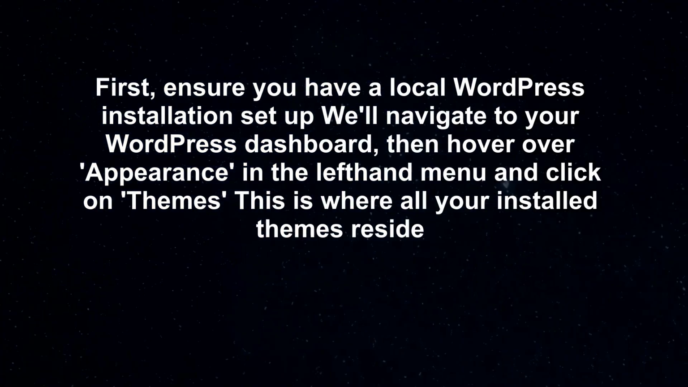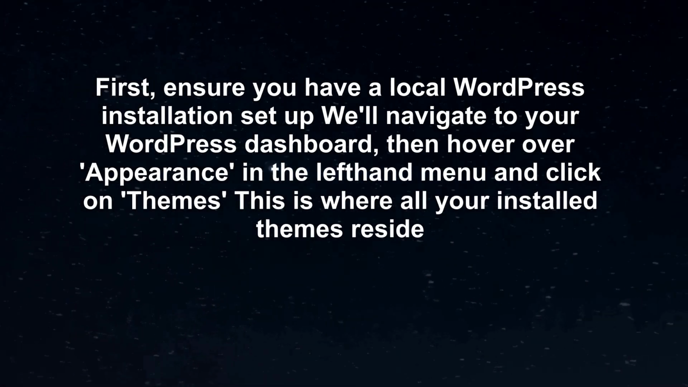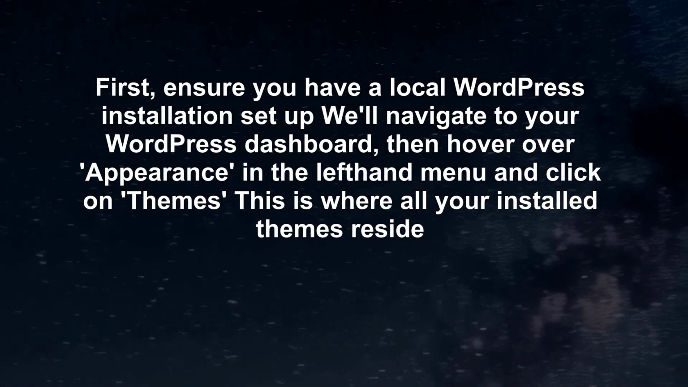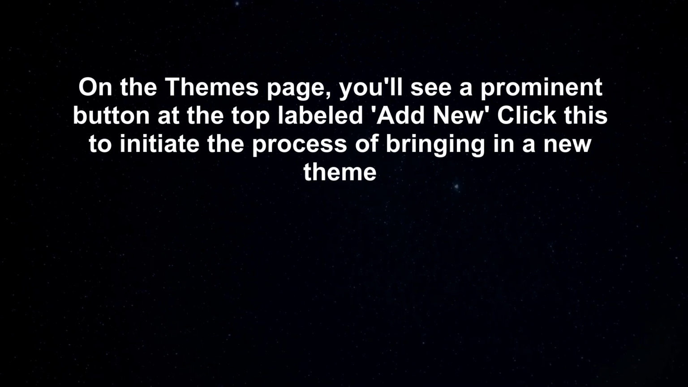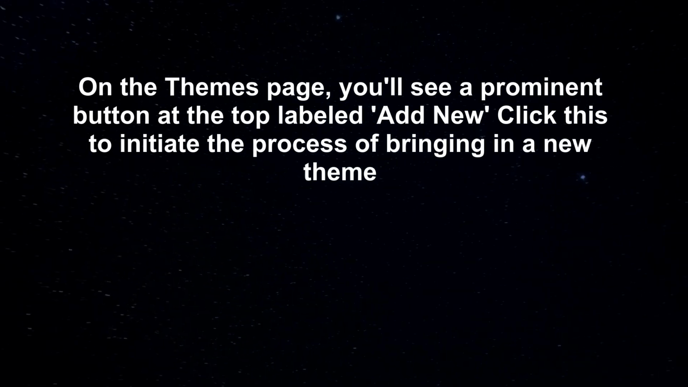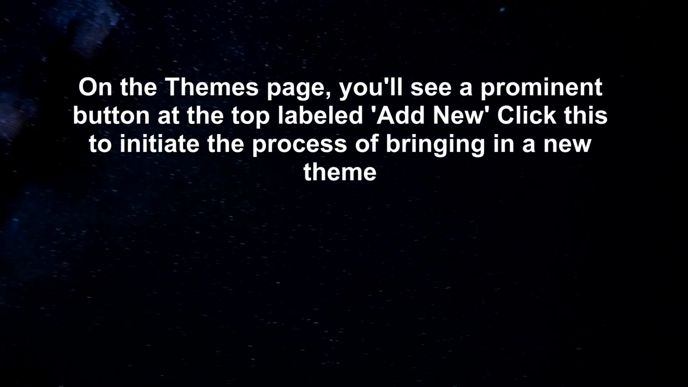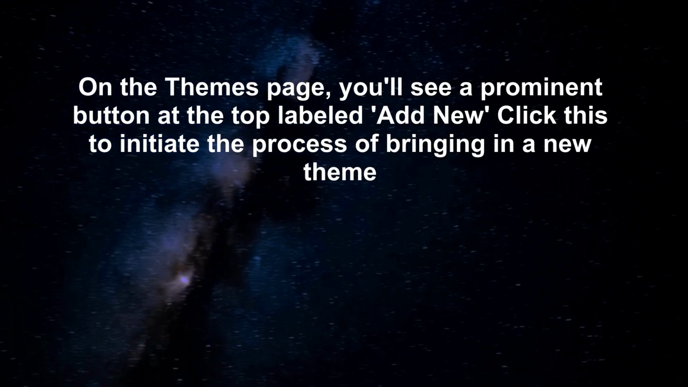Then hover over Appearance in the left-hand menu and click on Themes. This is where all your installed themes reside. On the Themes page, you'll see a prominent button at the top labeled Add New. Click this to initiate the process of bringing in a new theme.